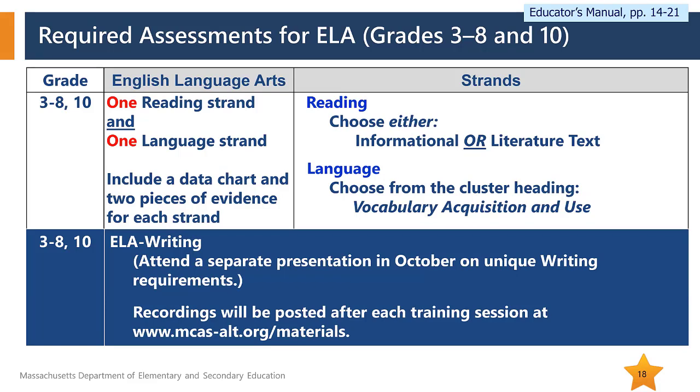So anyone in grades 3 through 8 or 10 has to do one reading strand. And for reading, you're going to choose either informational or literary text. Okay, you don't have to do both. You're just going to choose one of those. Everyone in those grades has to do one language strand. And remember, I just showed you that excerpt from the resource guide that said the cluster heading was vocabulary acquisition and use. For each of those strands, the reading strand and the language strand, you're going to give us one data chart and 2 pieces of evidence. And we're going to go through all of that as we go through.